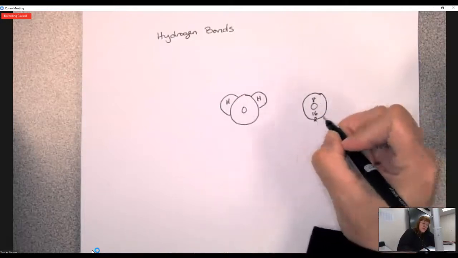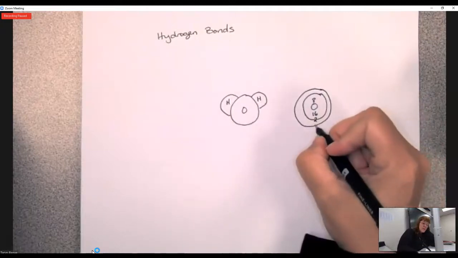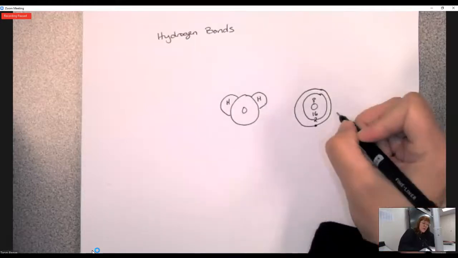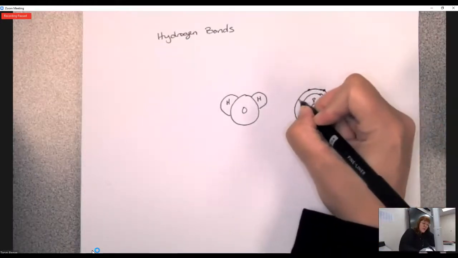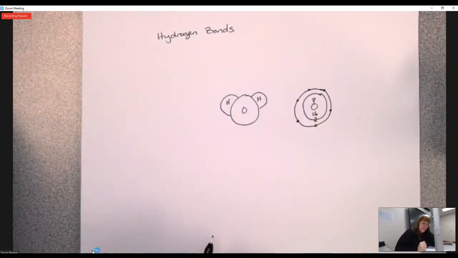So our first ring has 2, and then our second ring has 6 left. So 8 minus 2 would be 6. Here we go. 1, 2, 3, 4, 5, and 6. And 6 is 2 away from happy. So we want 2 more electrons.